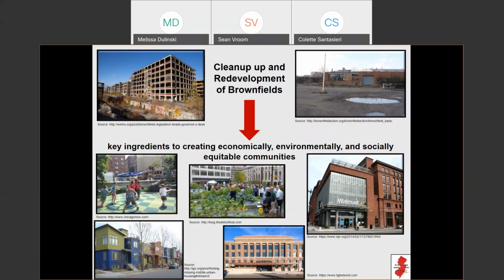Cleaned up and redeveloped brownfields are key ingredients to creating economically, environmentally, and socially equitable communities. There are so many different redevelopment options available for brownfield sites, and I'm going to show you a few on the next few slides.